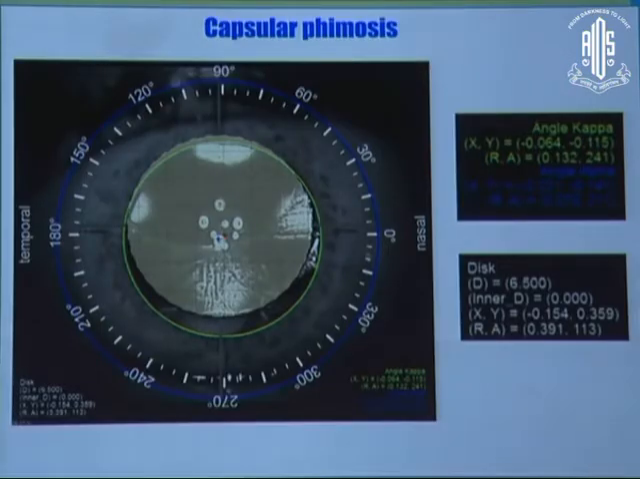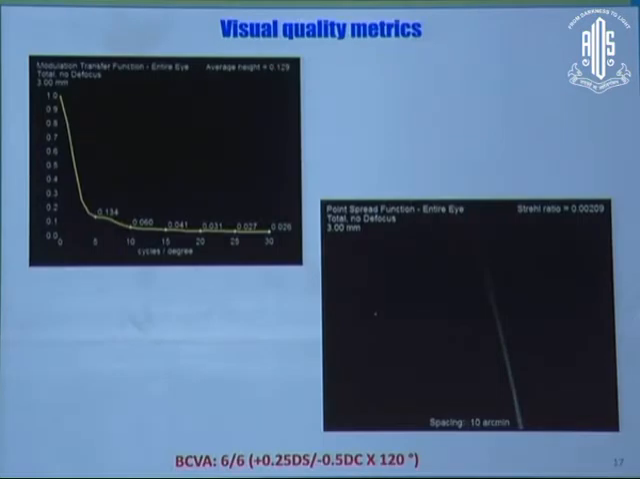This is another case example where the IOL is centered, however, the capsule has started undergoing phimosis. Here also the contrast sensitivity was lost for higher spatial frequencies, and the point spread function was very much spread out, and the patient was hence complaining of not good quality of vision.